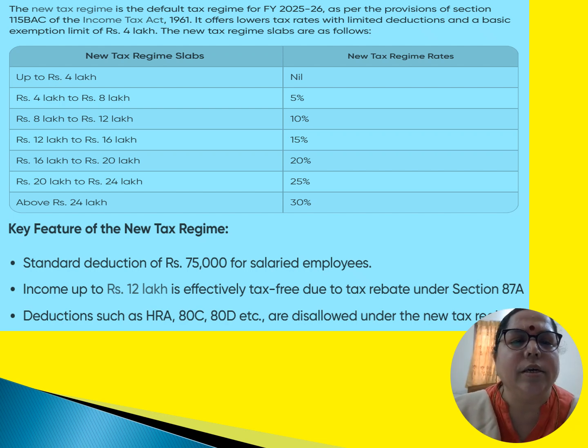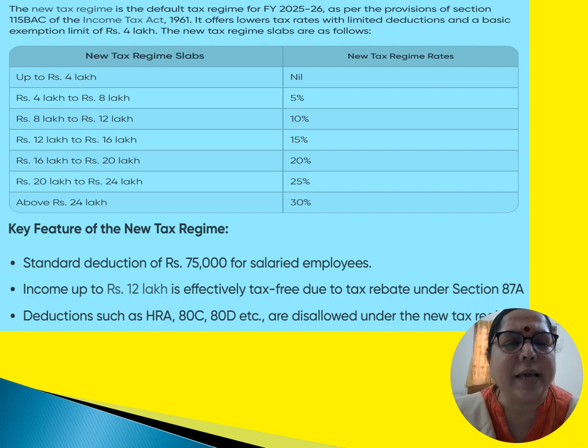Now let us see. The new tax regime is the default tax regime for financial year 2025-2026. As per the provisions of Section 115BAC of the Act, it offers lower tax rates with limited deductions and a basic exemption limit of rupees 4 lakhs. The slabs are as follows.